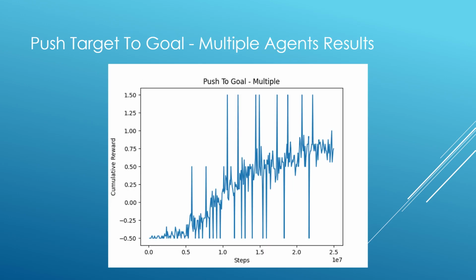Here's my graph. You can see it's definitely still learning after 25 million steps, and with the cumulative reward, it still needs a little bit more time to train, but you can see there's definitely a learning curve in there. So it is training and learning.